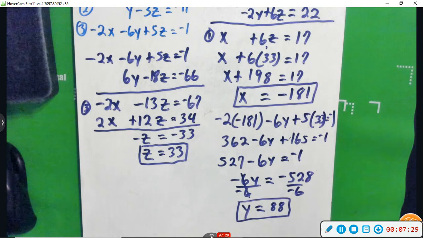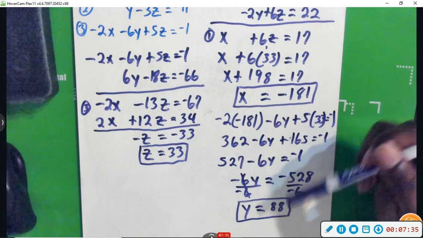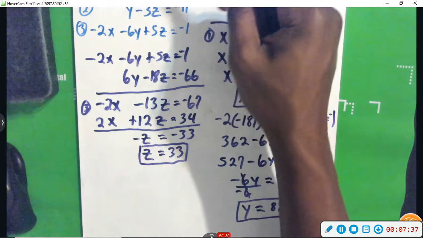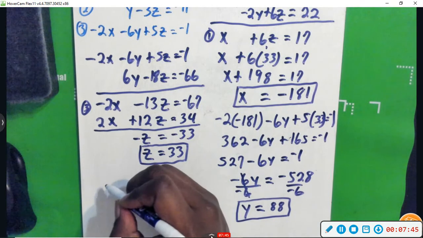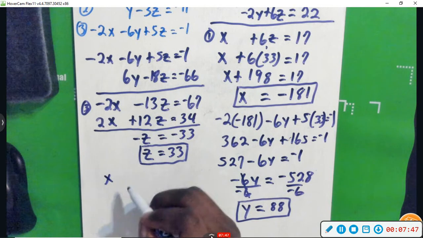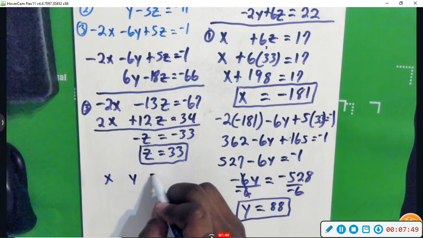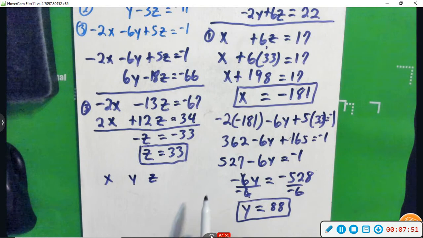Alright, so let's check. There's two ways you can check. I want to check with the calculator. You can also just take any of these and plug them into the other two and make sure you get the same number. But let's check with the calculator. So I want to show you what you're going to see. Notice how these variables are lined up. X is to the left, y is in the middle, z is on the right. We're going to put everything in that form.